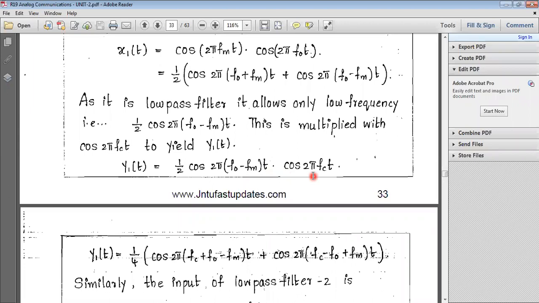Again in the form of cos A cos B. So therefore, it becomes cos A plus B plus cos A minus B by 2. So therefore, it becomes 1 by 4 into cos 2 pi, fc plus f naught minus fm is one term, and another term is fc minus f naught plus fm.